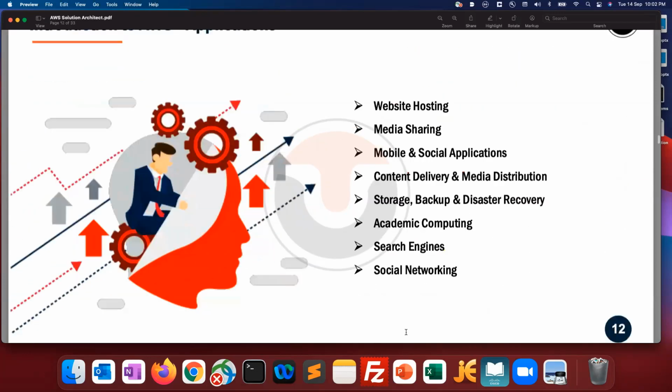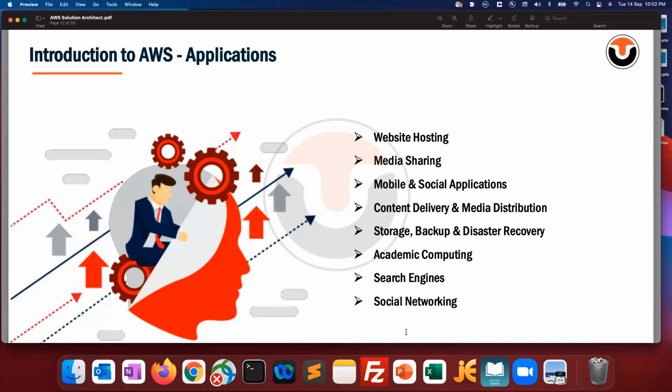So there are various applications which can be hosted on AWS. You can host a website. You can share media. For example, you want to share documentation with a group of your audience or your team members. You can do that. Social media and applications. Content delivery and media distribution.